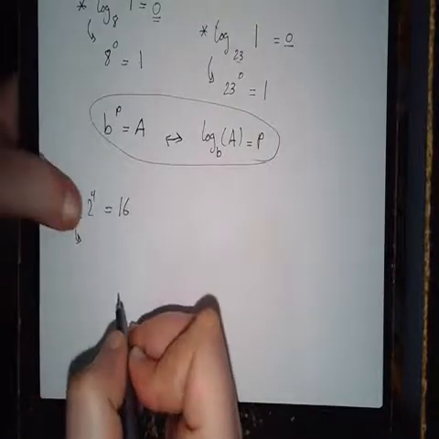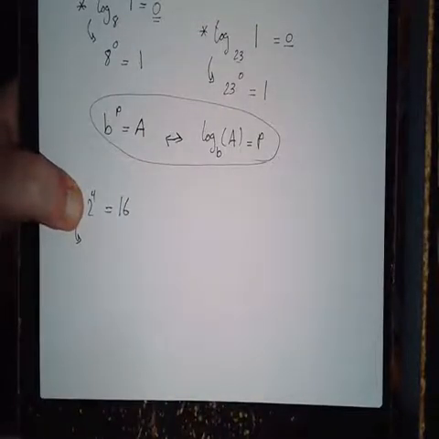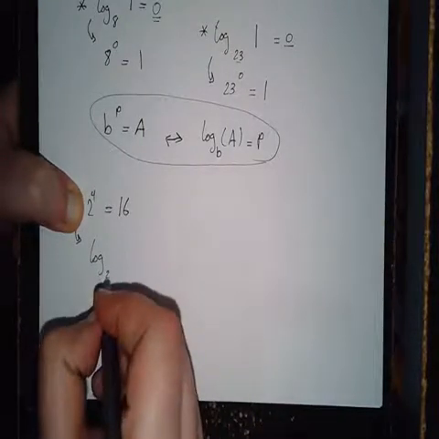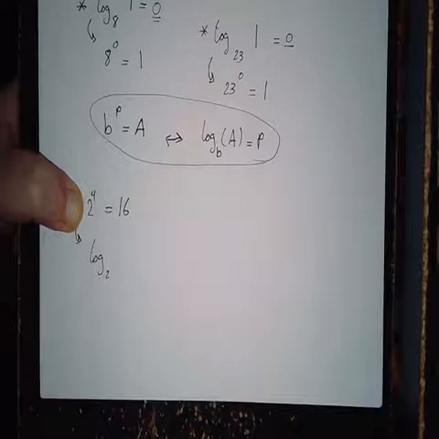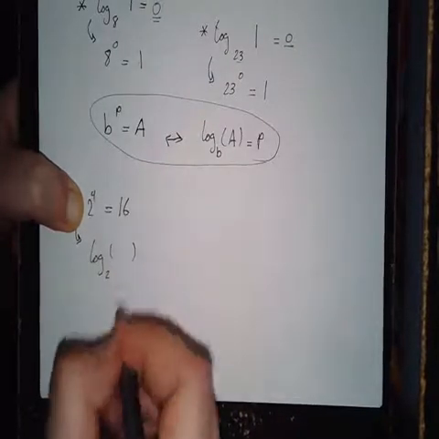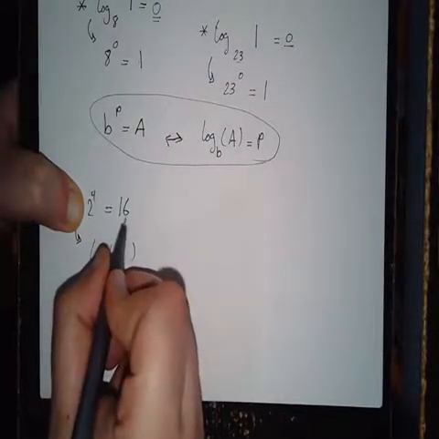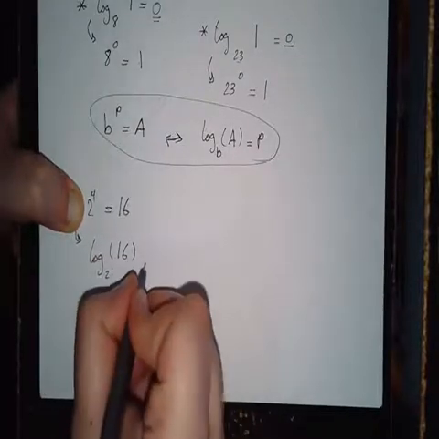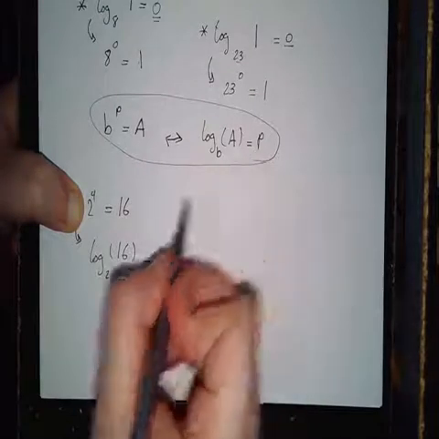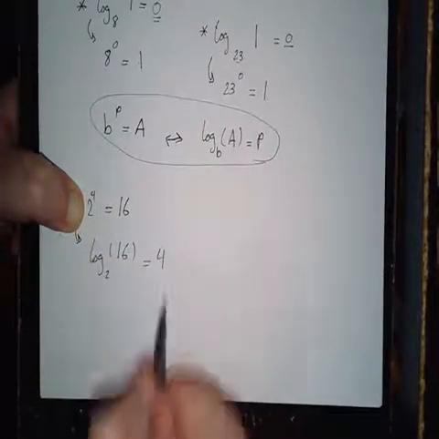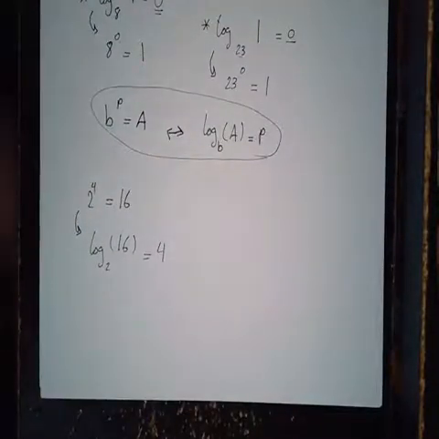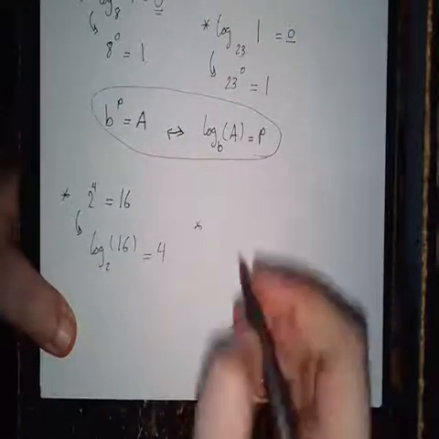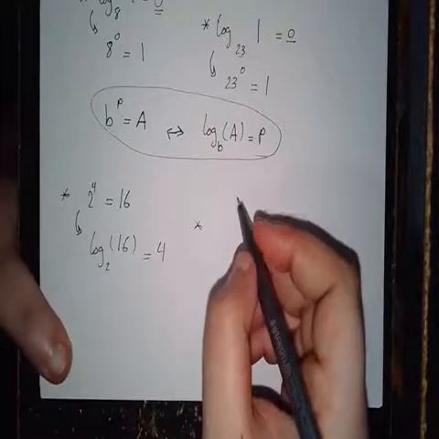Okay, so the base of the exponential is going to be the base of the log, right? So log base 2. Correct? Now what's inside the log is going to be the answer of the exponential. So over here goes the 16. And the answer of the log is going to be the power, which is the 4. Yeah? Let's do another example. How about this one?